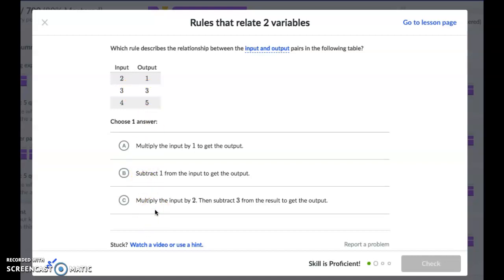Multiply the input by 2, then subtract 3. Okay, so 2 times 2 is 4, and then take away 3 is 1. 3 times 2 is 6, take away 3 is 3. 4 times 2 is 8, and then take away 3 is 5. So C is our choice.